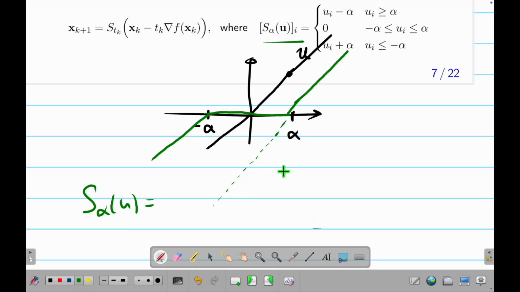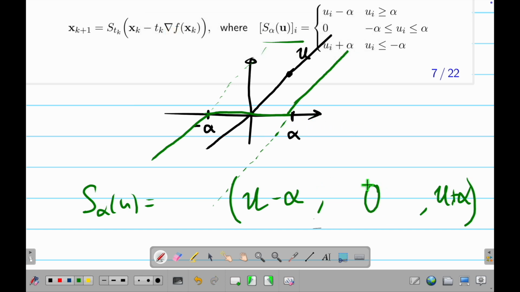This line is U minus alpha. So I have a U minus alpha. What is this line? I complete it. This line is U plus alpha, okay? And I have a third line. I have a 0 here. I write this. Actually, the solution is the median. This line is the median of these three things.